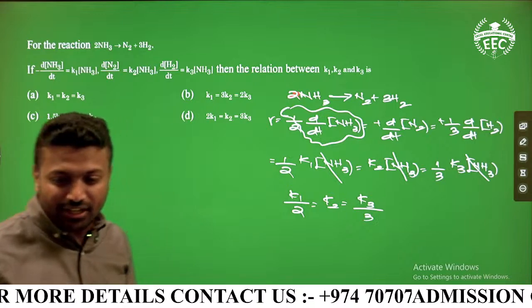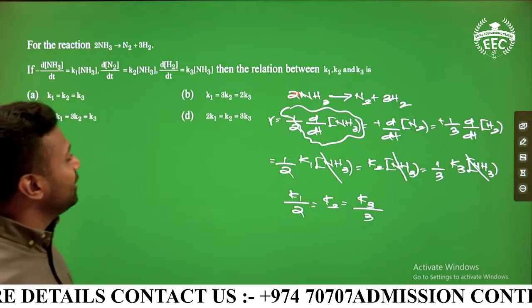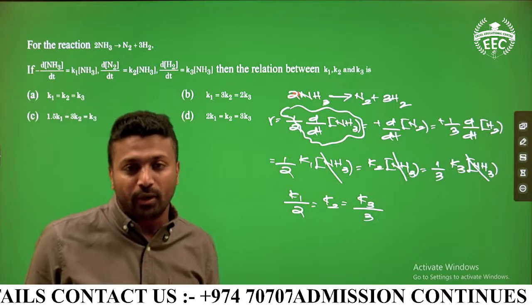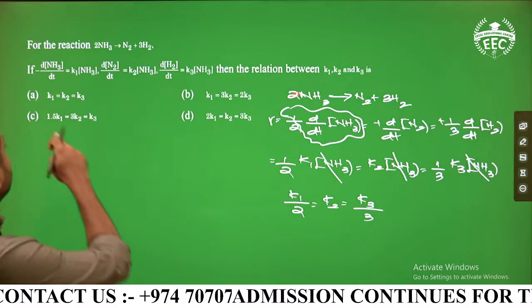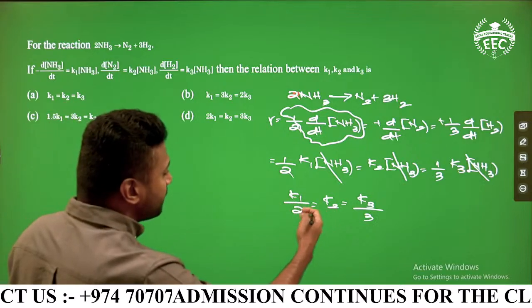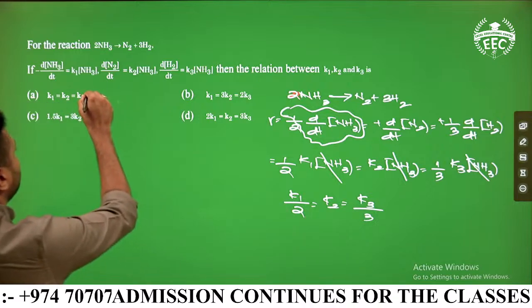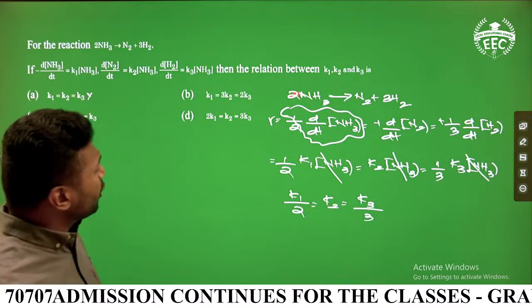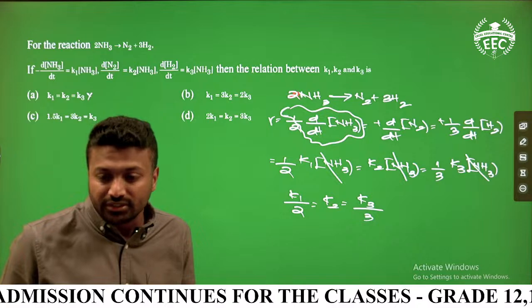Unfortunately, the options are not available here, so we'll just create some options. K1 equal to K2 will be wrong because K1 by 2 is K2, so option A will obviously be wrong. What about option B? K1 equal to 3 K2.